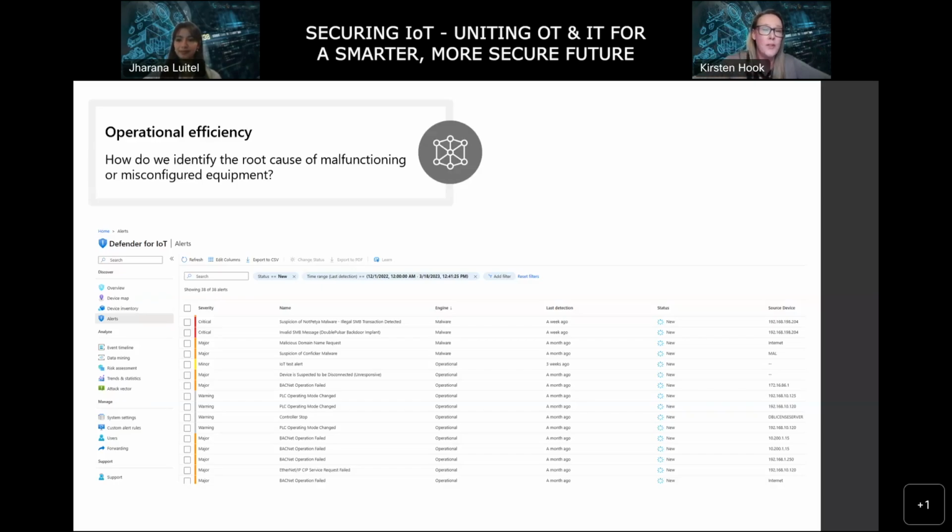BACnet operation has failed. It knows when PLC operating modes have changed. It knows basically if a device is suspected to be disconnected. That's a huge one. So being able to get this visibility helps the operational teams understand what's happening in their environment, and a lot of times helps them fix misconfigurations or malfunctioning devices.